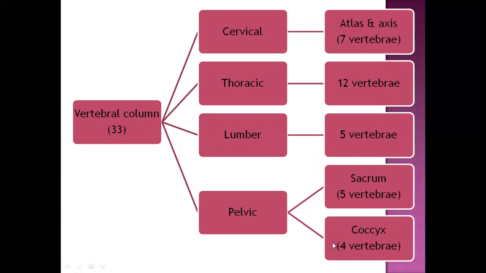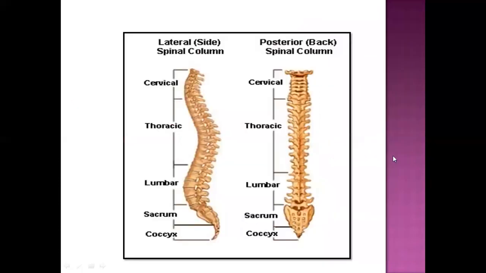Pelvic portion contains total 9 vertebrae, among which 5 vertebrae form the sacrum, which is the anterior part, and coccyx that contain 4 vertebrae. Here is a diagram which is showing the vertebral column into four parts: cervical, thoracic, lumbar, and sacrum. Pelvic contains sacrum and the coccyx.